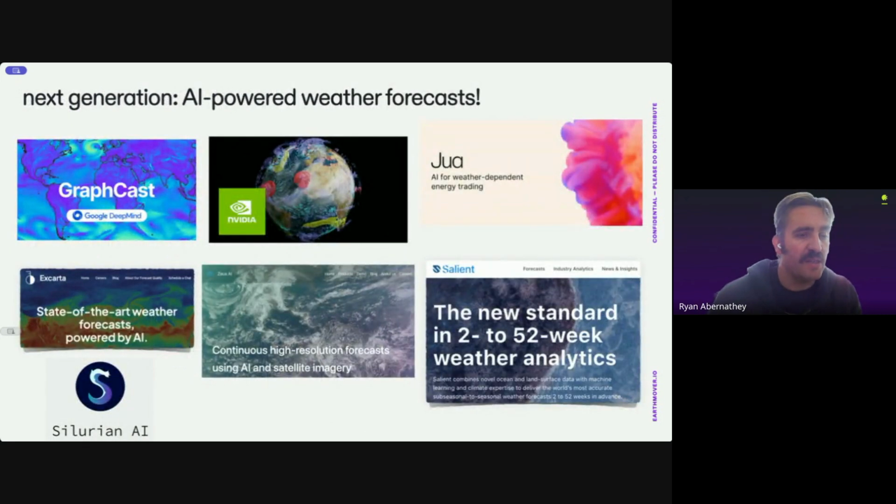It's also a really exciting time to be in this field because there is a huge crop of new AI-based weather forecasts that are being produced both by big companies like Google and NVIDIA or smaller startups like Jua, Zeus, Xcarta, Salient, Silurian. These are all folks who are using advances in AI to come up with new ways to do weather forecasting and are producing data that in many cases are competitive with, or in some cases better than what you can get from those traditional simulation-based or HPC-based weather forecast products. And so this is a really exciting place to be, and we're going to be keeping an eye on this space quite closely.